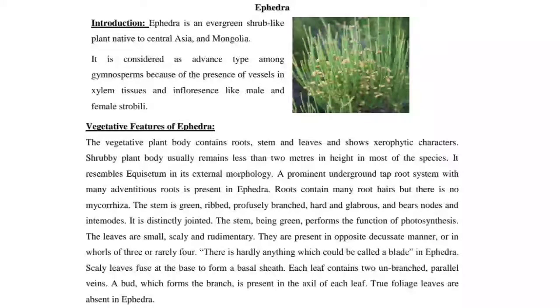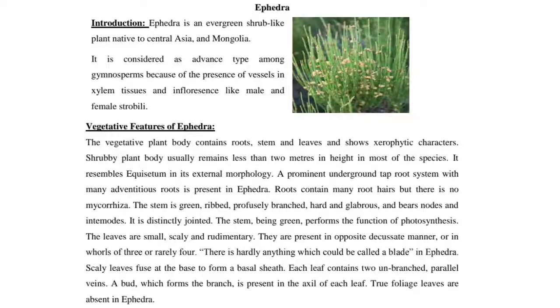The stem is green, ribbed, profusely branched, hard and glabrous, and bears nodes and internodes. It is distinctly jointed. The stem, being green, performs the function of photosynthesis. The leaves are small, scaly and rudimentary. They are present in an opposite decussate manner, or in whorls of 3 or rarely 4.